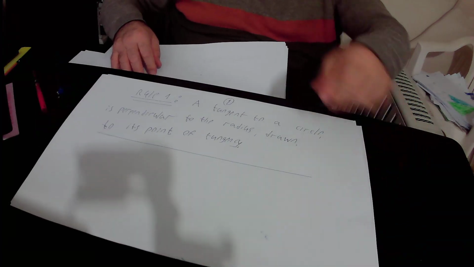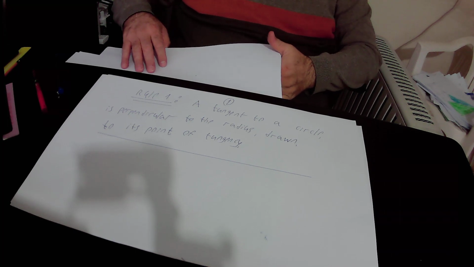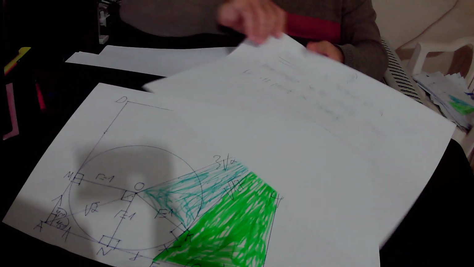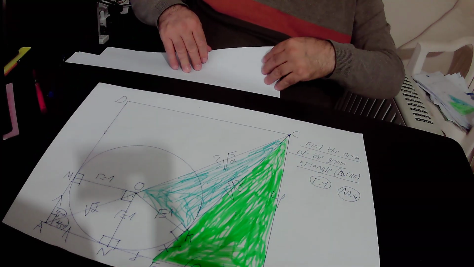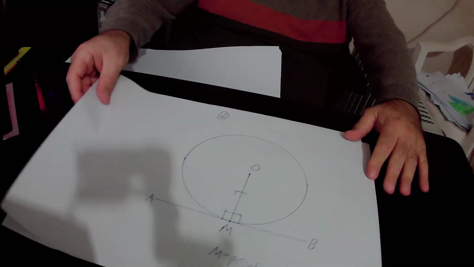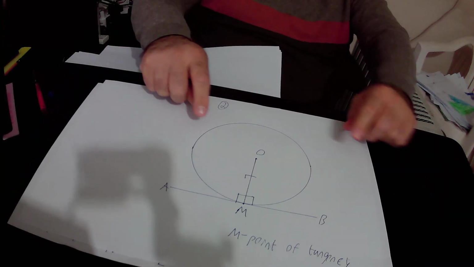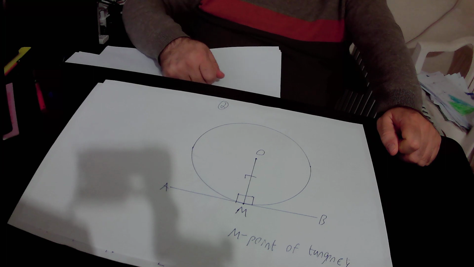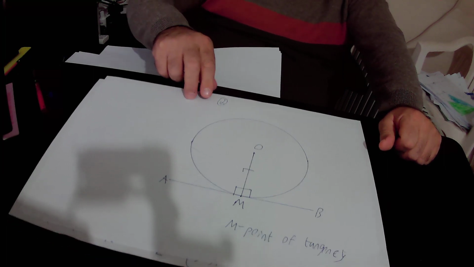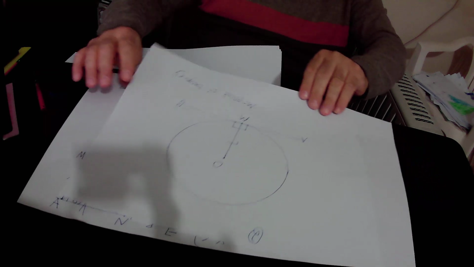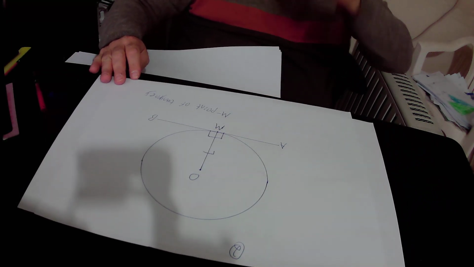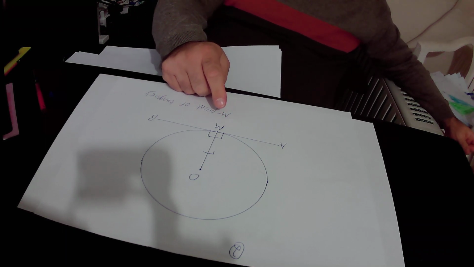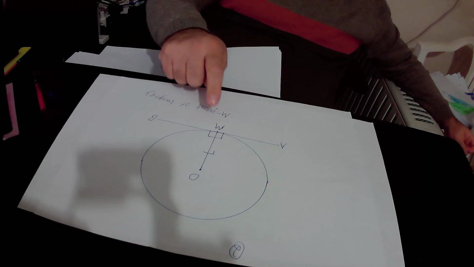We have rule number 1. According to rule number 1, a tangent to a circle is perpendicular to the radius drawn to its point of tangency. So what is the meaning of rule number 1? If we have this circle and tangent AB is tangent to this circle, with M as the point of tangency, then we have this radius OM drawn to point M, the point of tangency of tangent AB with this circle.